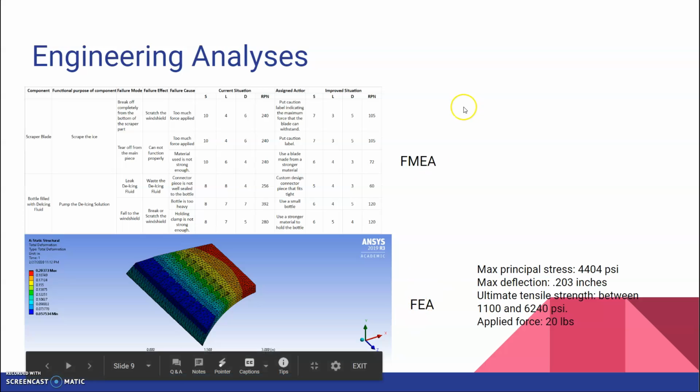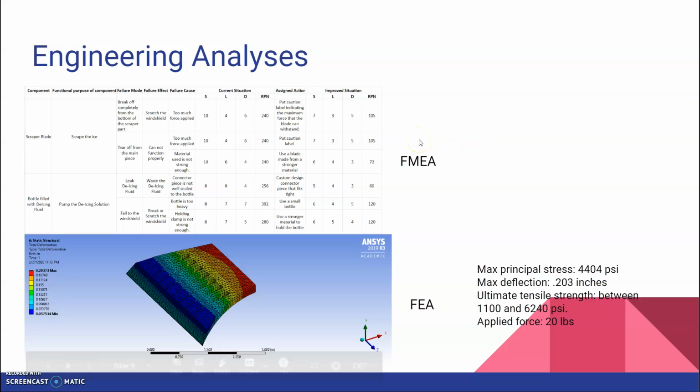Afterwards, we did a couple of engineering analyses. We did a failure modes and effects analysis, where we looked at a few different ways that the ice scraper could fail, and a few actions that we could take in order to mitigate those modes of failure so that they would be as unlikely as possible.